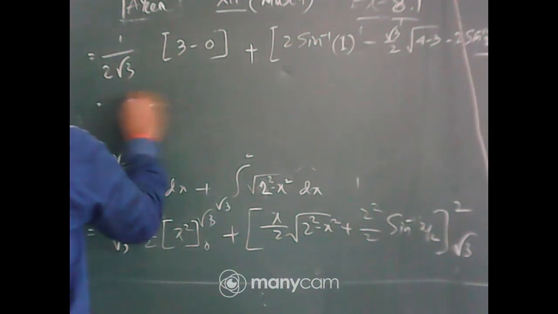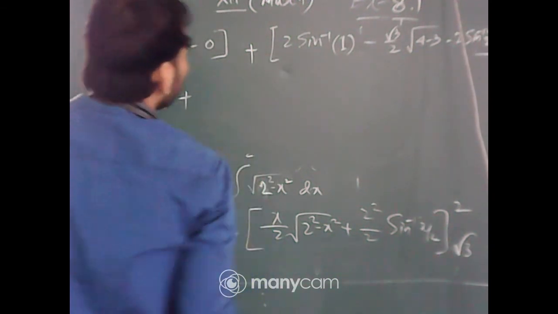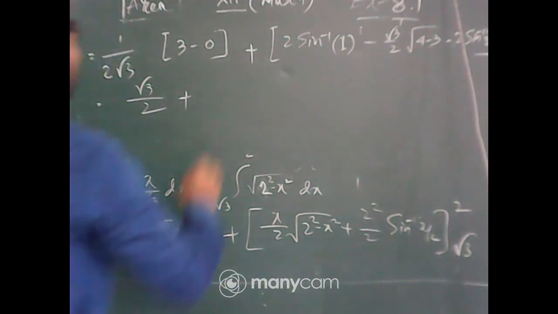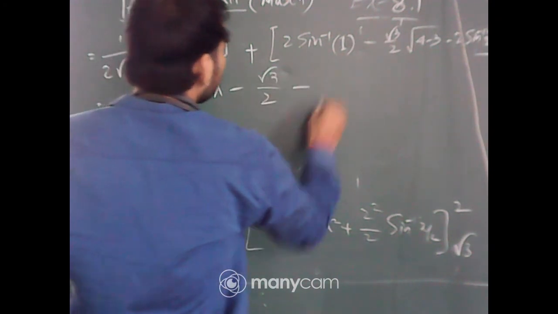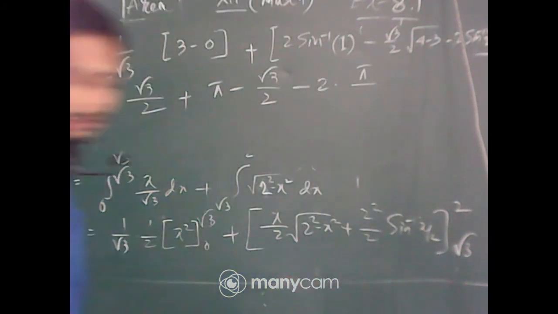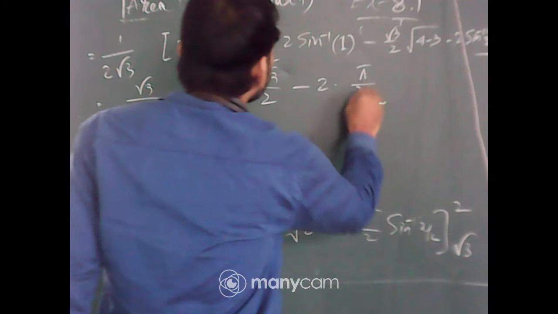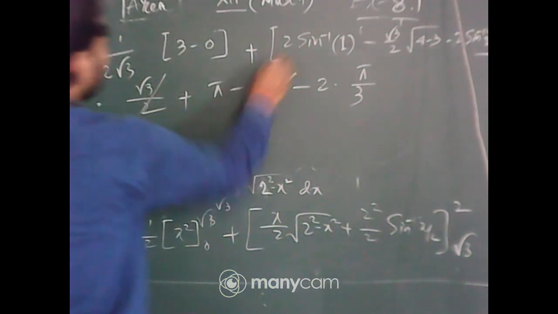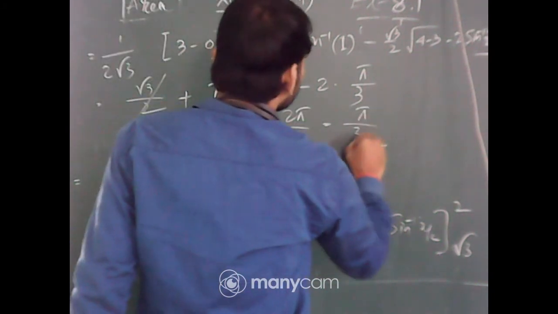Okay, this will give you root 3 by 2. Then here it is sin inverse 1, that is pi by 2, 2 into pi by 2, so pi minus root 3 by 2 minus 2 into sine inverse root 3 by 2. So it will be sine inverse root 3 by 2, it will be pi by 3. So root 3 by 2 will be cancelled out. So pi minus 2 pi by 3. That means ultimately pi by 3 square unit.